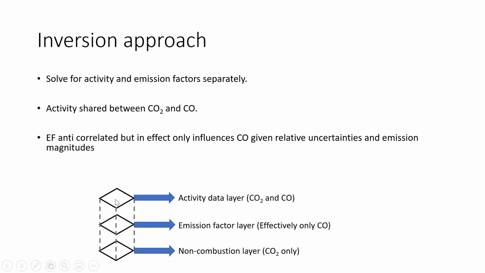So if we imagine some domain, with each grid box within that domain, we can split this into 3 layers. One layer would describe this activity data, and then a second layer would describe the emission factors, or the emission ratios. We could change that emission ratio of CO to CO2. In effect, that would only affect the CO data because of the relative magnitudes of emissions. And then our final layer will be for the non-combustion, so essentially the biospheric source of CO2.